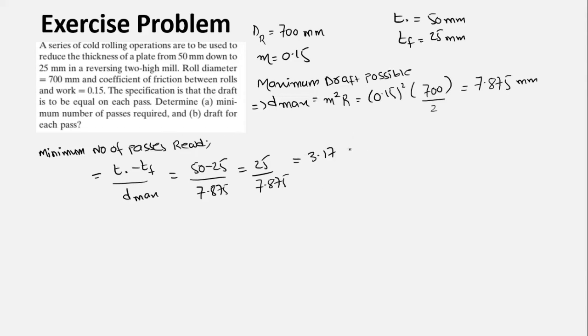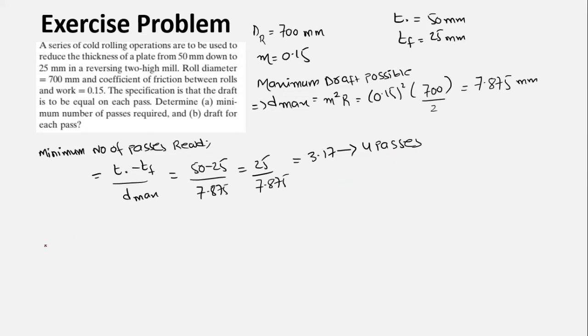So we will move it towards the whole number value. It can be changed from 3.17 to 4 passes. And you might ask why it is not rounded down to 3 rather than 4, because it's about the number of passes. We can perform 3 passes, but to produce this amount of draft, it requires 3.17. So we cannot reduce it to 3 because we will be left with some amount of draft. So we rounded it up to the upper value, that is 4 passes. So this is the minimum number of passes that are required for this draft.